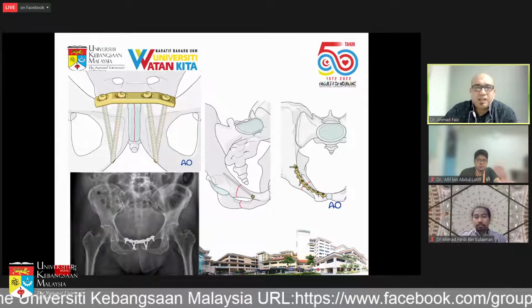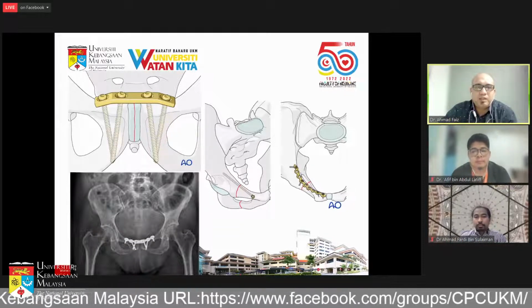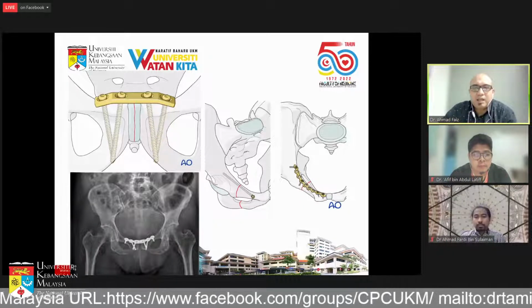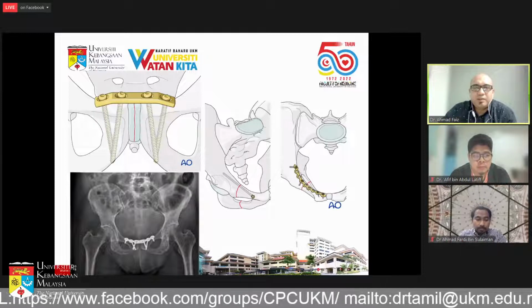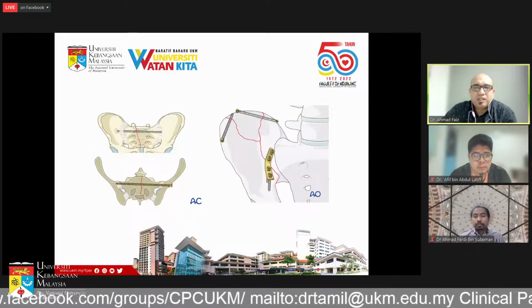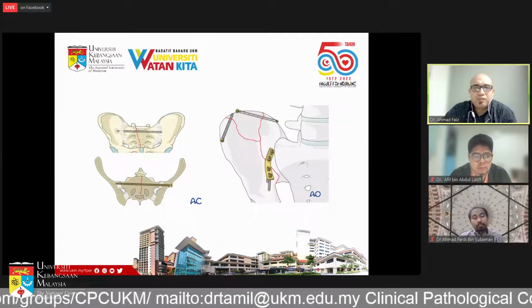This is the anterior ring injury, on the top. On the left side is the symphysis pubis plating, and on the right side is a fracture of the ramus. And this is the stabilization of the posterior ring using a plate and screws.